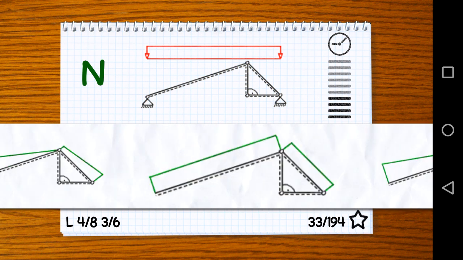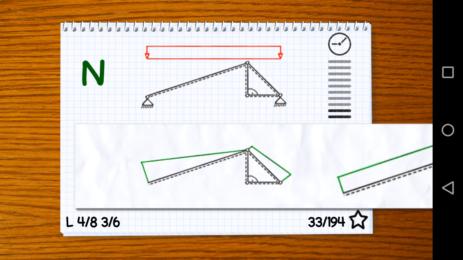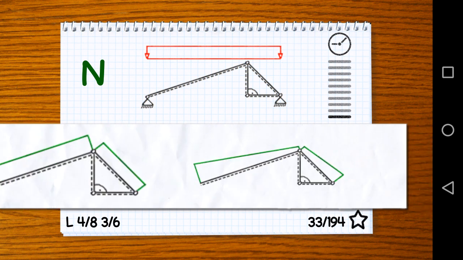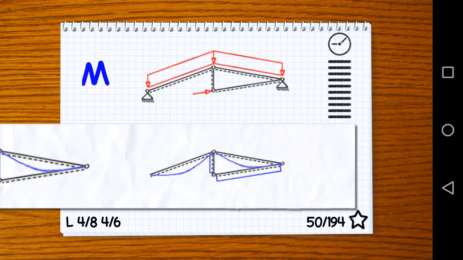Here we have constant distribution, but it's wrong because we expect linear variation of those normal forces. Here the zero value there at the node is questionable. So here's our right answer.